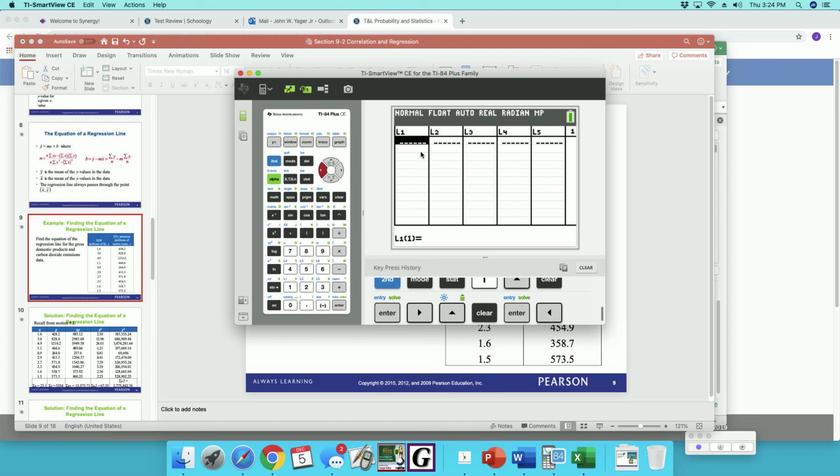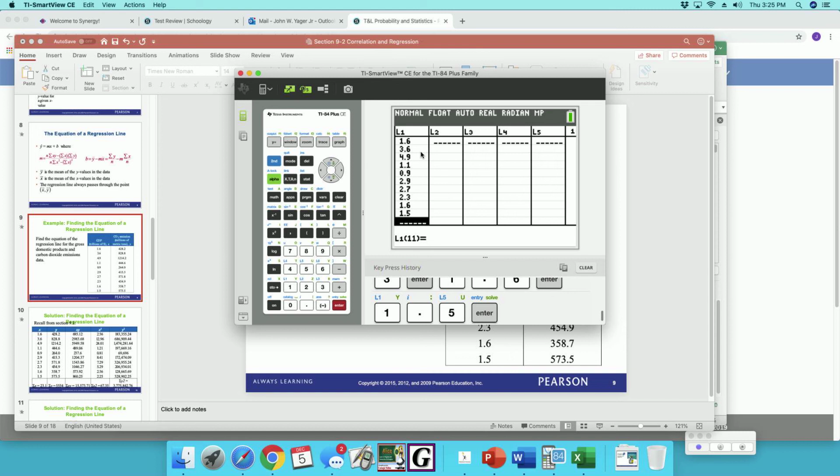We have the data from our slide, so let's put in all our independent values, our x's. 1.6, enter. 3.6, enter. 4.9, enter. 1.1, enter. 0.9, enter. 2.9, enter. 2.7, enter. 2.3, enter. 1.6, enter. 1.5, enter. Those are all our x values, our independent variable.